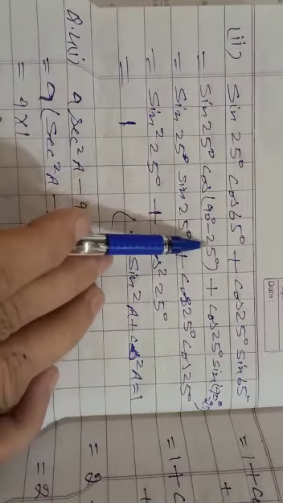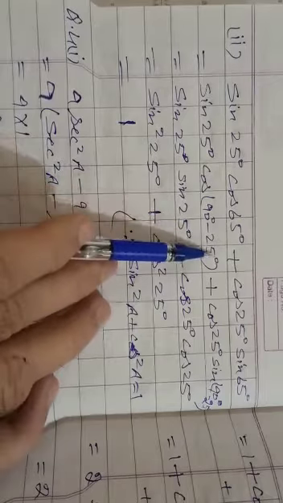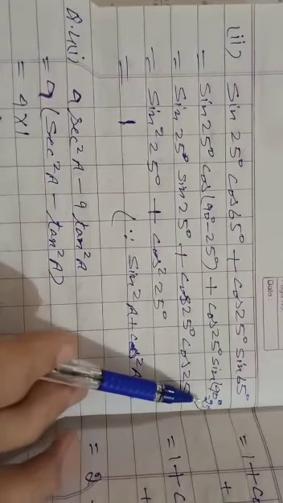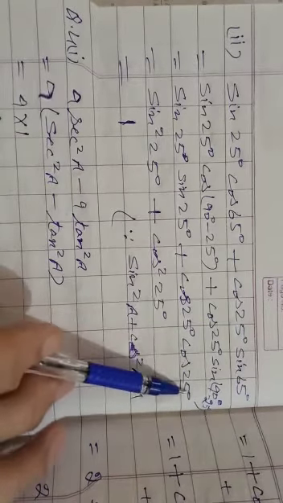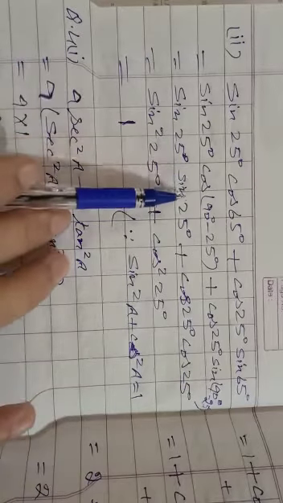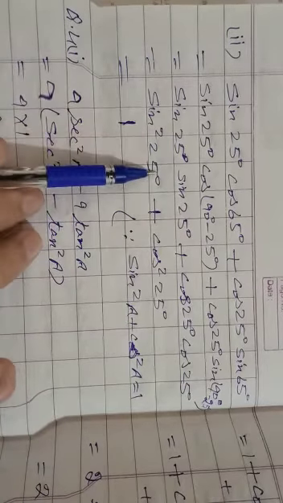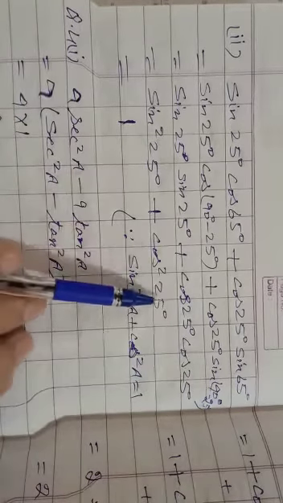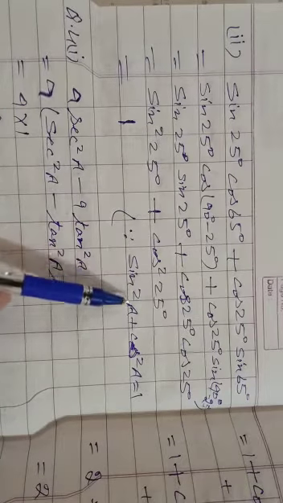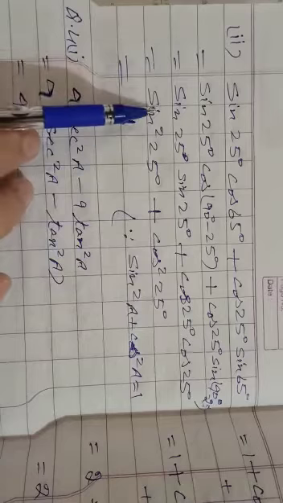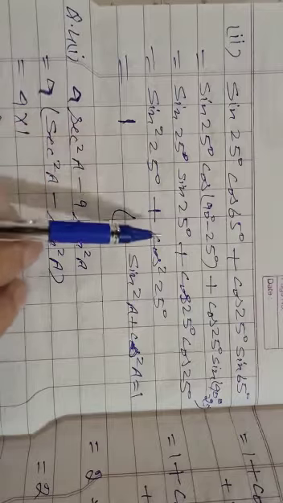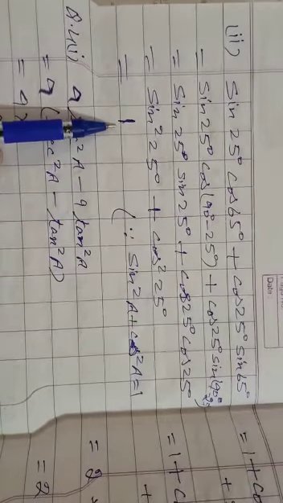Cos of 90 degree minus theta can be written as sin theta, where theta is 25 degree, plus cos 25 degree. Sin of 90 minus theta can be written as cos theta, so cos 25 degree. Sin theta into sin theta is sin square theta, so sin square 25 degree, plus cos theta into cos theta is cos square theta. We know very well that sin square A plus cos square A equals 1. So sin square 25 degree plus cos square 25 degree is 1. This is your answer.